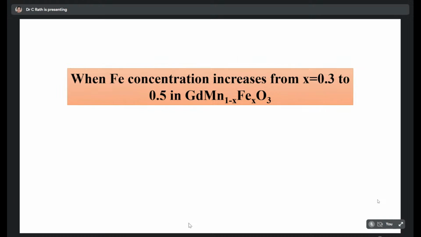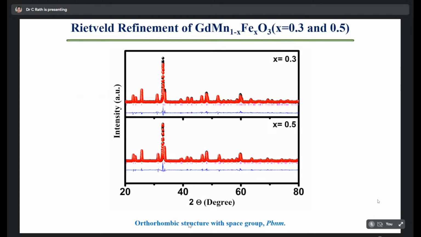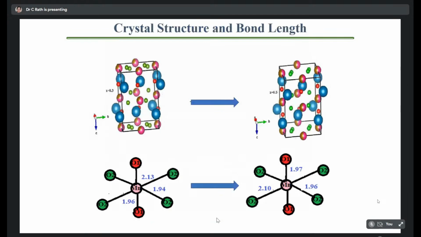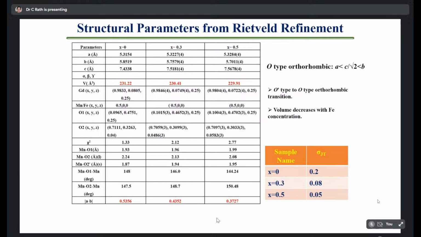Then when we increase the iron concentration from 0.3 to 0.5, we see very unusual behavior. This is the XRD pattern which we fitted with Rietveld fitting, and it is the same orthorhombic structure, without any impurity phase observed. Then this is the Williamson-Hall plot, where we can see there is a change in the bond length from the average value. And this is the structural parameter from Rietveld refinement.